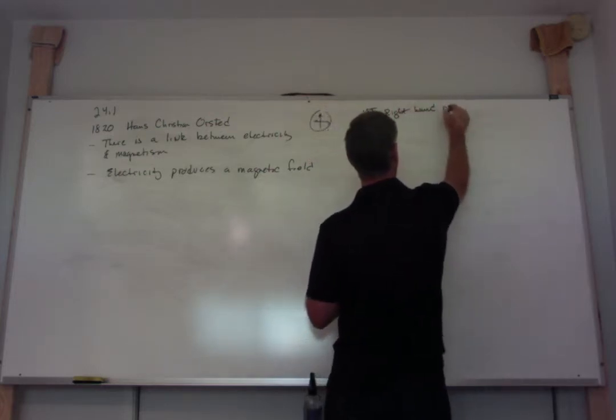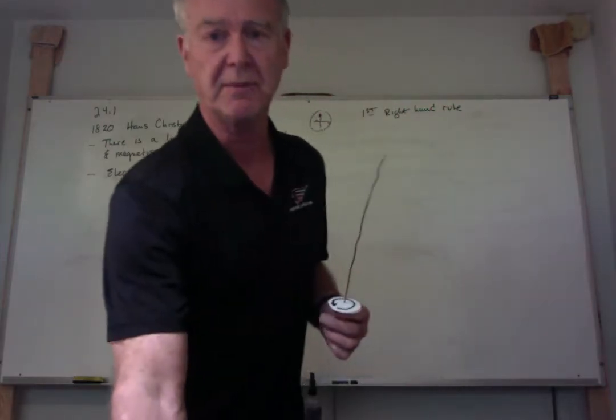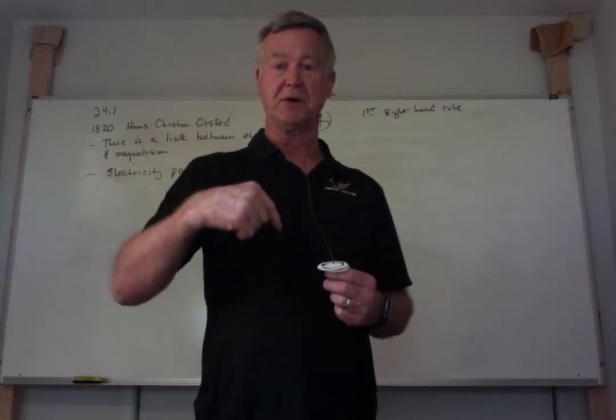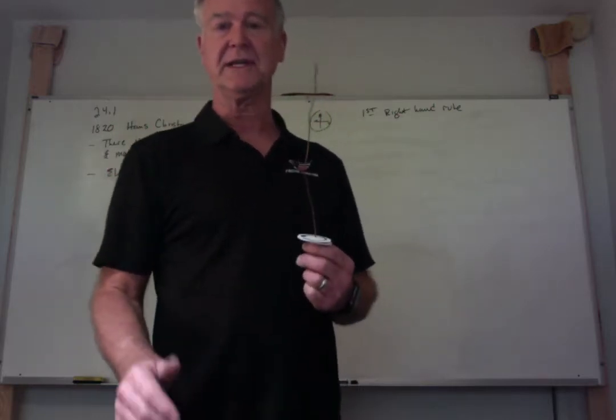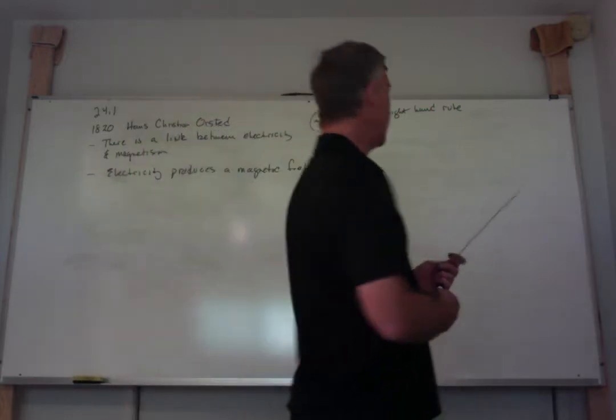By the way, a lot of old books will call these the left-hand rules because physicists used to talk about electricity flowing from positive to negative, but actually electricity flows from negative to positive, and so these are now called right-hand rules.